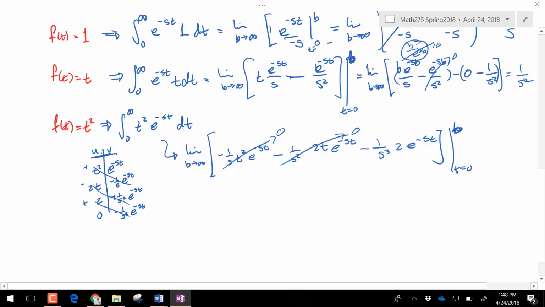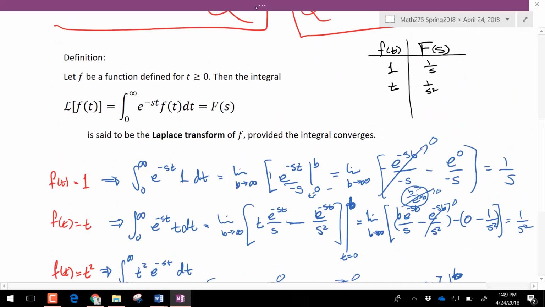And so we'll end up having the limit as b approaches infinity of, well, let me write it out, 2e to the negative sb over s cubed, that's negative, and then negative, negative 1 over s cubed, 2 over s cubed, and e to the 0 power, which is just going to go away anyways. So there's a 2 that comes out.